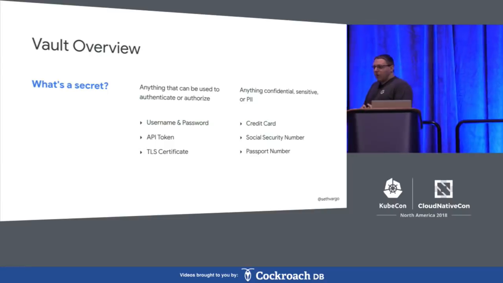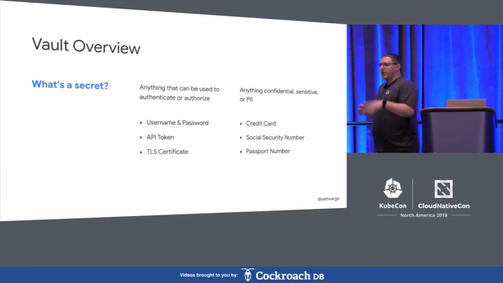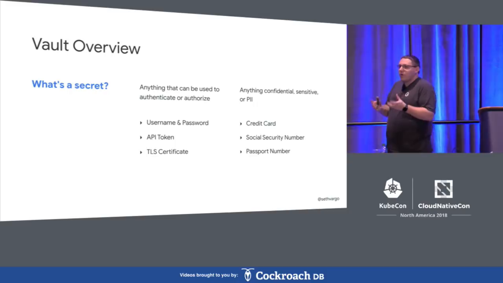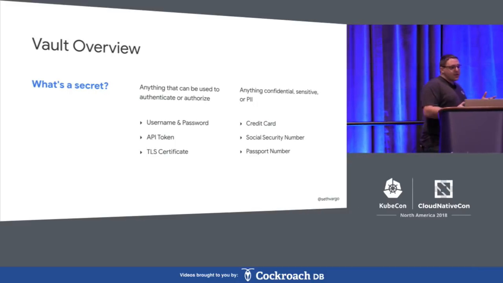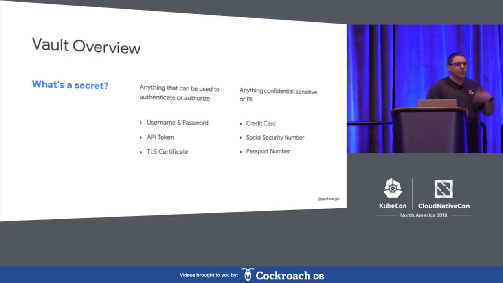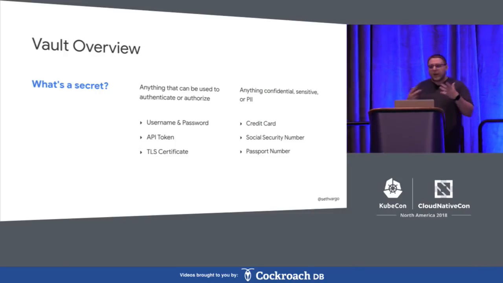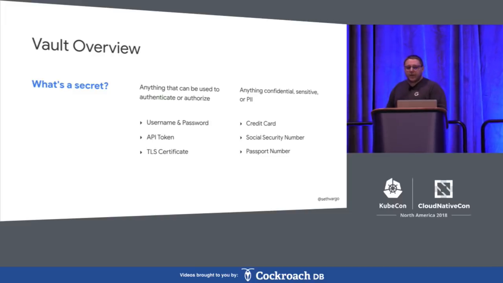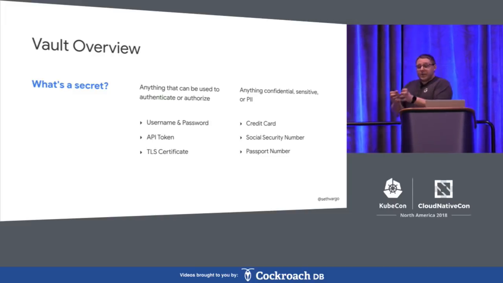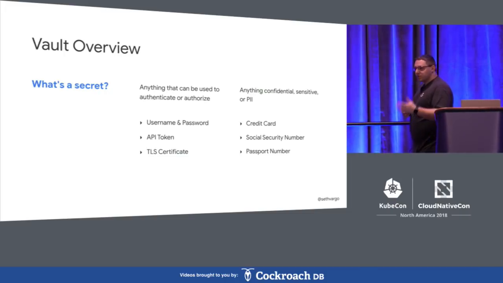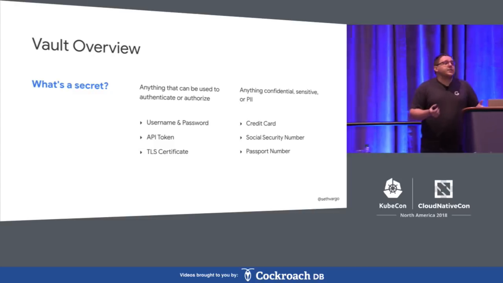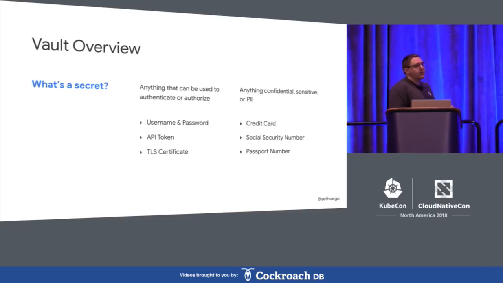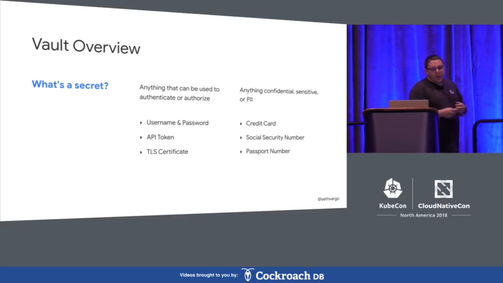So what is a secret? We have Kubernetes secrets. That's not really what I'm talking about here. There are kind of two ways that we can think about secrets. The first is anything that can be used to authenticate or authorize. Most obvious examples: username and password, an API key, TLS certificate. Then there's a second classification of secret, things like a credit card number, a social security number, a passport number. And then there's a third classification of secret that are context dependent, things like a phone number, an email address, a home address. And all of these are really dependent on your business.